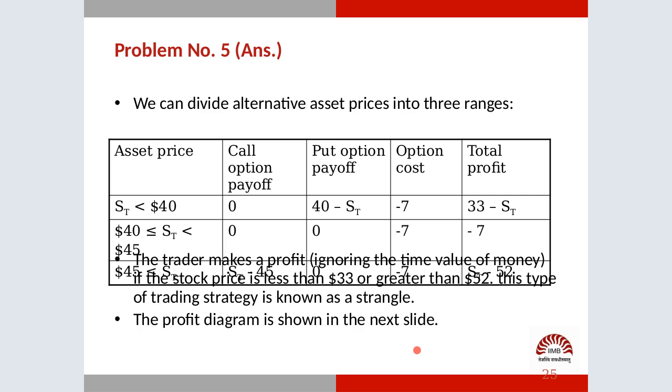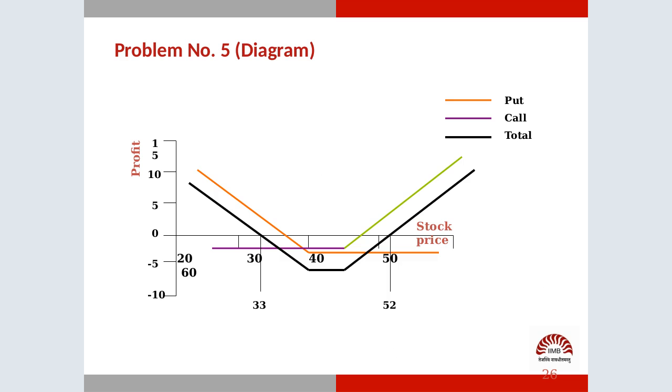Which means that this is how the diagram will look. Sorry, you were right. That's my mistake. So look at this. The put option is the red line below 40, and it breaks even at 36. But the call is the green line, and it breaks even at 48. But the net position is the black line, which breaks even at 33 on this side and 52 on the other side.